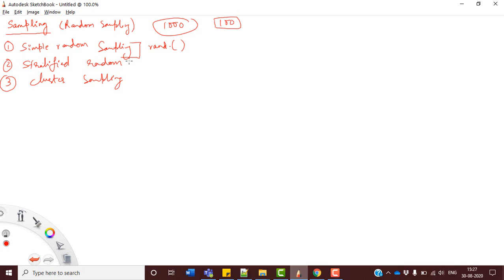Now what is stratified sampling? Suppose this is to find the all-rounders in class. There are 5 sections. How do I select them? From each of the sections, I'll select 20 guys. That is called stratified random sampling.